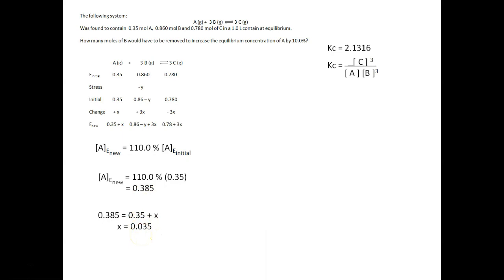Now once we have this, now use your X value and remove it from the equilibrium concentrations of the other two. And we get our concentration of B and our concentration of C. So now we can take these new equilibrium concentrations for A, B, and C and substitute them into our equilibrium expression to solve for Y. So again, pause the video and solve.